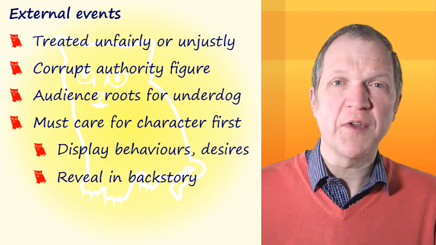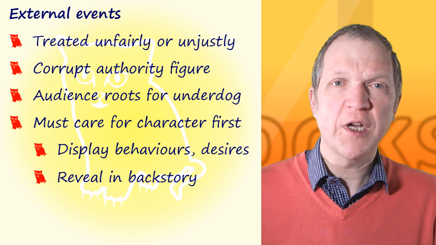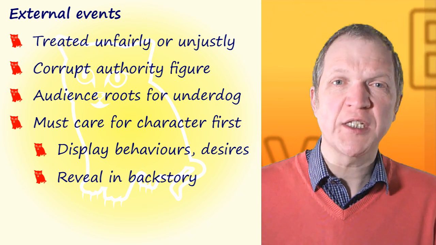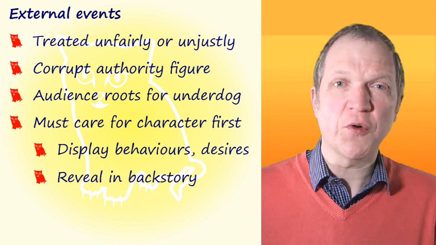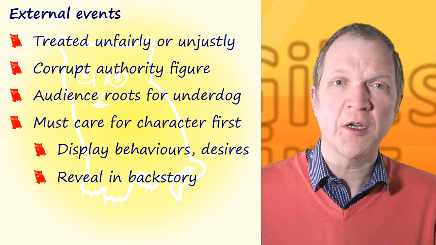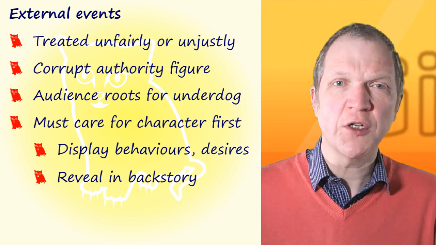A different type of external event is when a story's character is treated unfairly or unjustly, for example a divorced parent prevented from seeing their child, or an innocent person sent to jail. If the villain in the story is a corrupt authority figure, this can increase the audience's interest further, because it's human nature to root for the underdog.